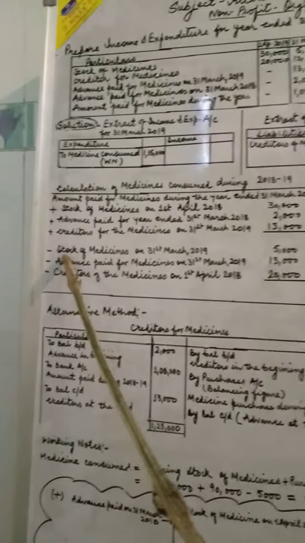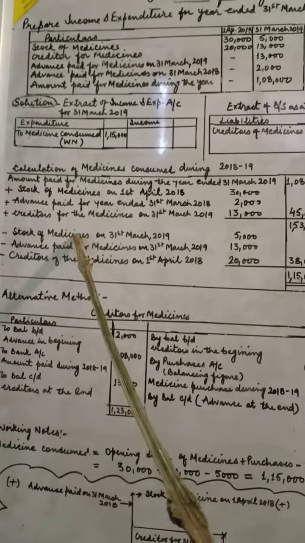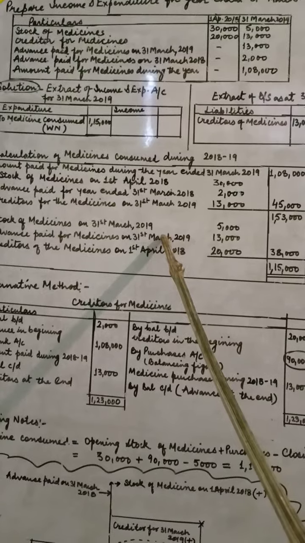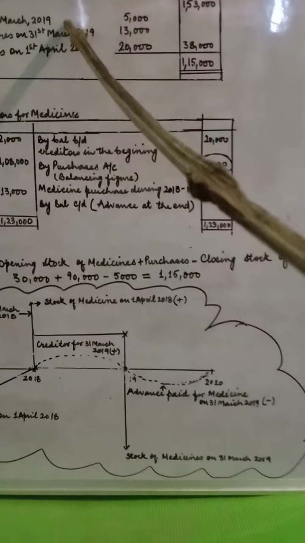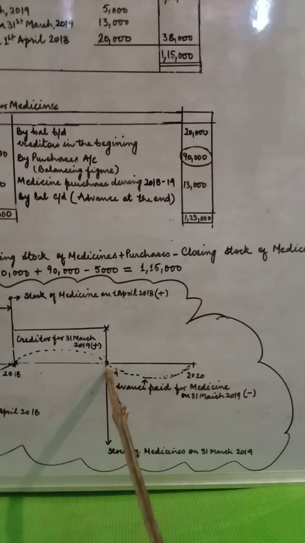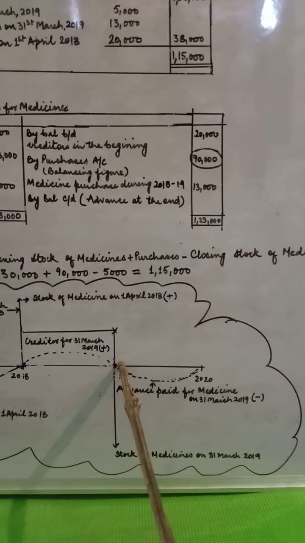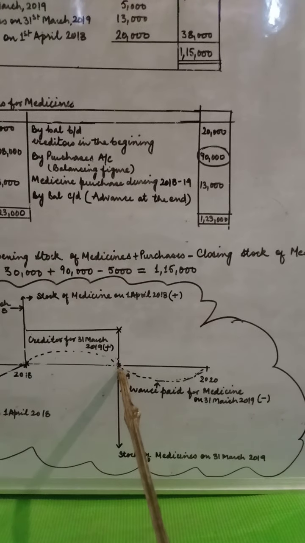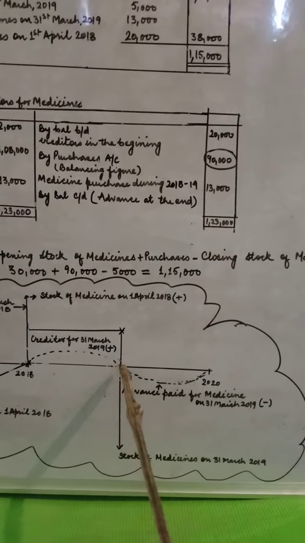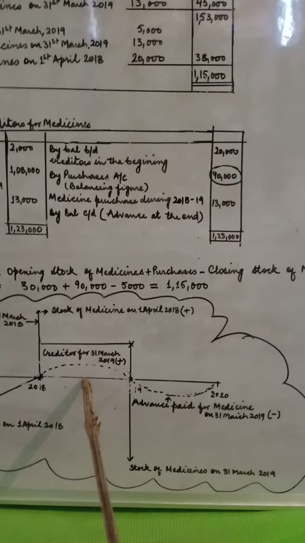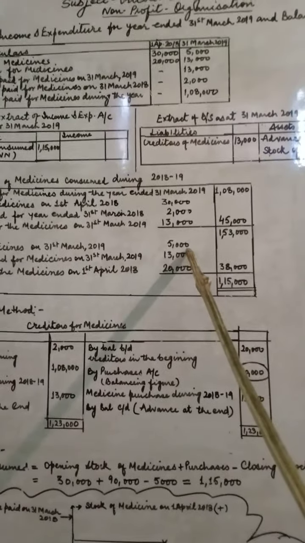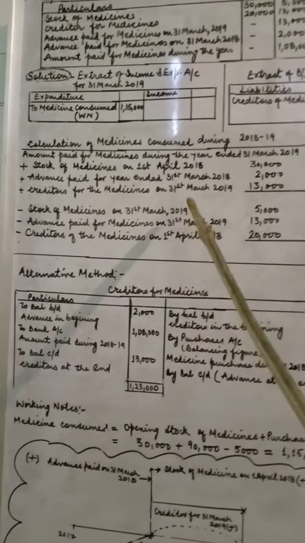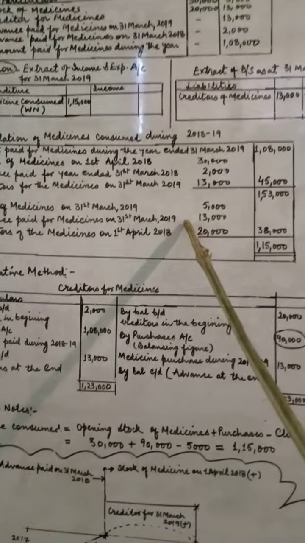Okay, now come to the minus section. Stock of medicine on 31st March 2019. It means the stock of medicine at the end, when the current year is going to end, this stock is going to be minus because it is not related to your previous year. So we are going to minus it. So next is the advance paid for medicine on 31st March 2019.